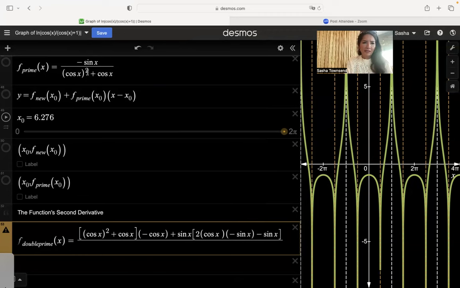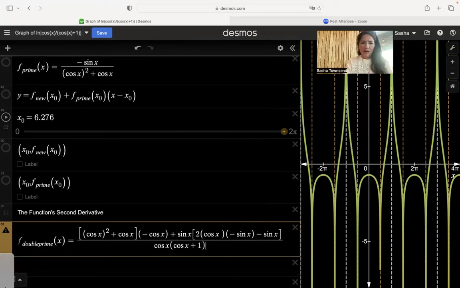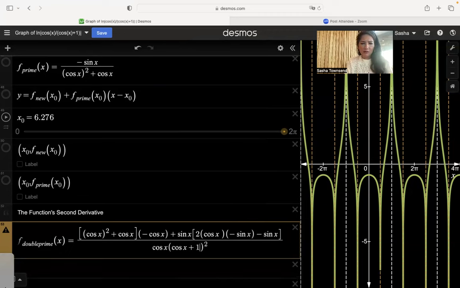All divided by low. So that was actually cosine of x times cosine of x plus 1. And then we'll square both factors. Square that factor and square this factor, which is the same as taking that original denominator for f prime and then squaring it. So that's f double prime. It gives us some indication of the concavity of our function.